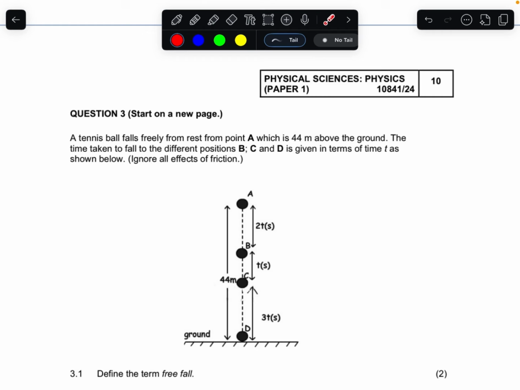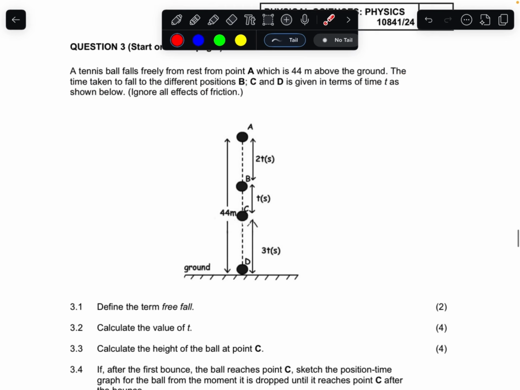Question 3, let's look at the vertical projectile motion. It says a tennis ball falls freely from rest, very important, from point A, which is 44 meters above the ground. The time taken to fall to the different positions B, C, D is given in terms of time T as shown below. Ignore all the effects of friction. Let's look at this, guys. Here an object is released. Once it's released, that means the initial velocity at point A is 0.